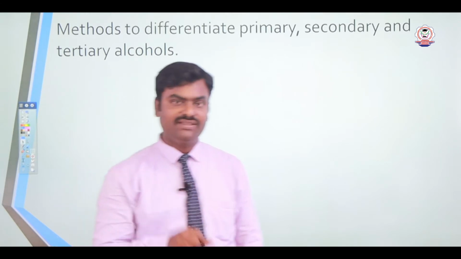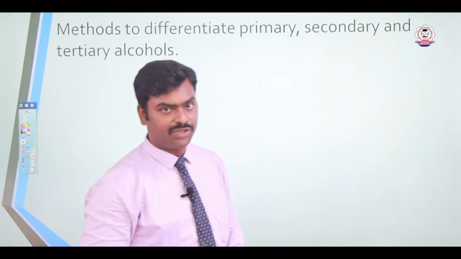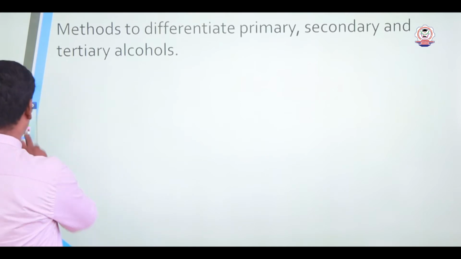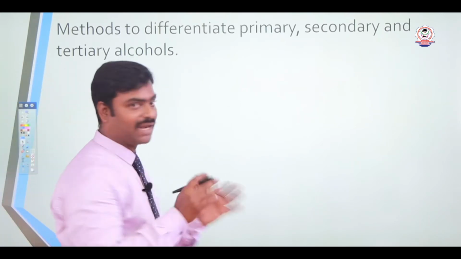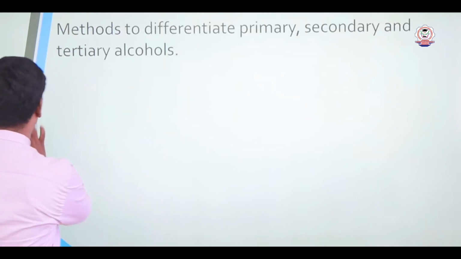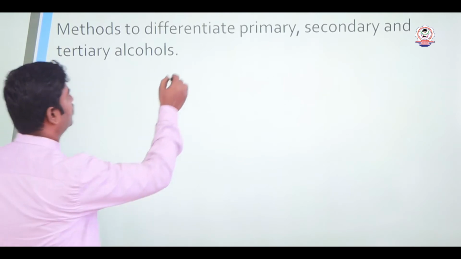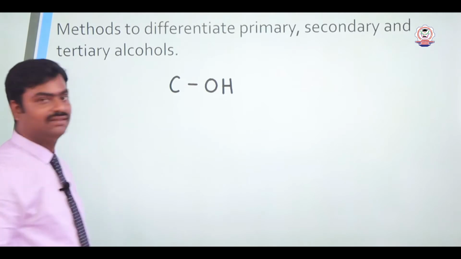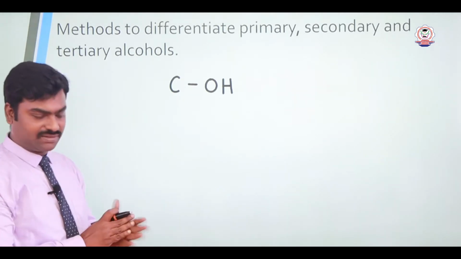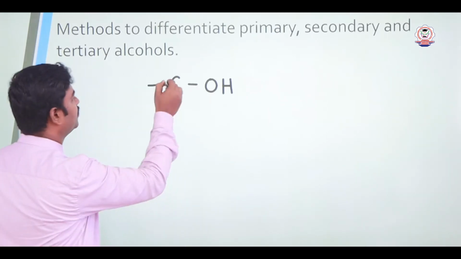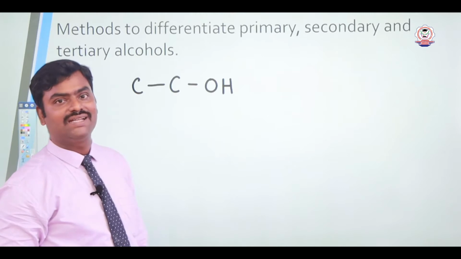For identifying the primary, secondary, tertiary system, you must know how to find the carbon which is attached with OH. For primary, secondary, tertiary, you have to see this carbon only. If the carbon attached with OH has one more carbon attached to it, that means only one carbon, then it is called primary.